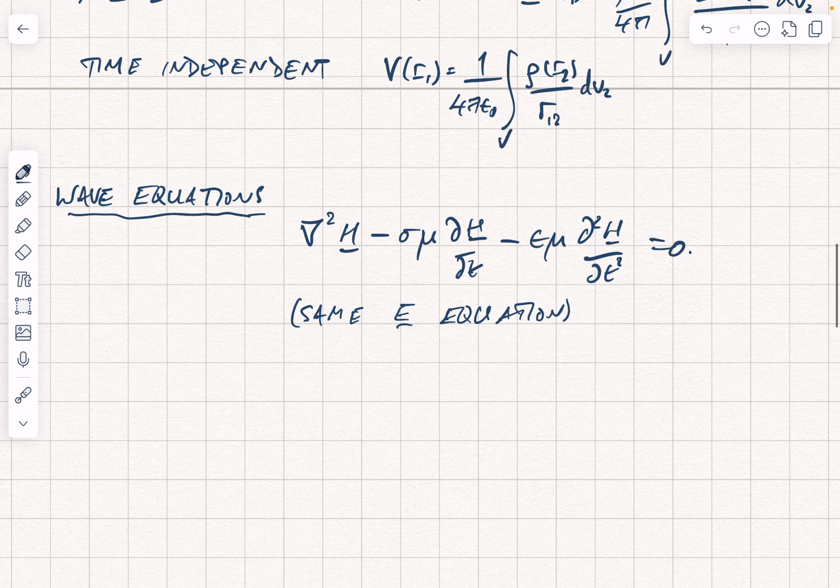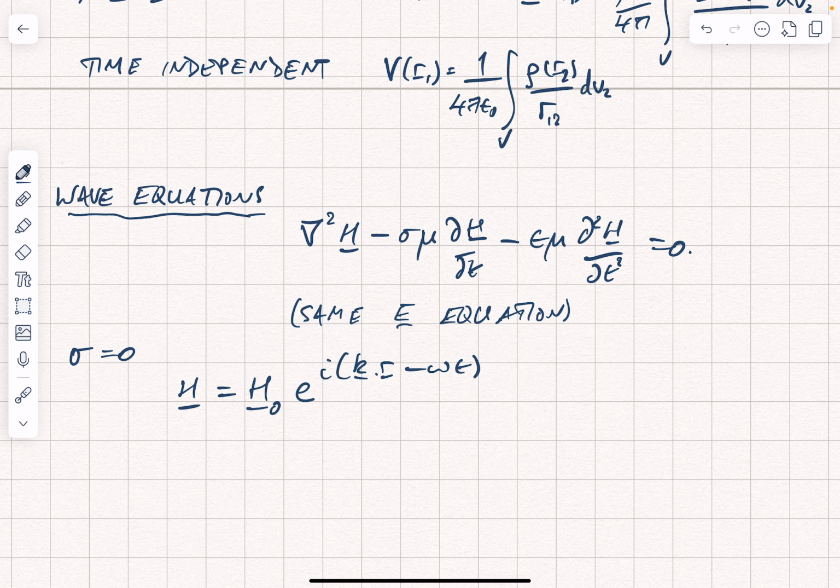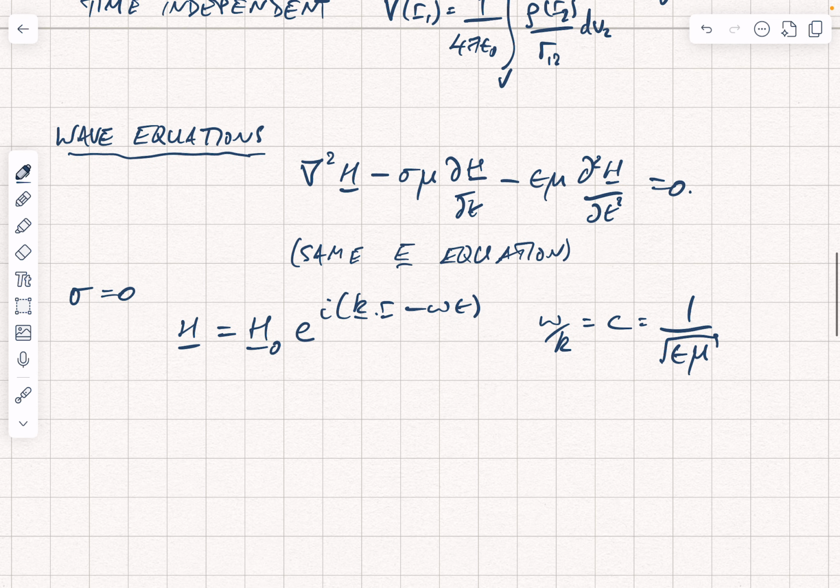If we set sigma equal to 0, i.e. we consider a vacuum, or actually a dielectric, then we can find that the solution is a plane wave. H is equal to H0 e to the i(k dot r minus omega t). K is a wave vector, omega is an angular frequency, and we have that omega over k is equal to c, the speed of light, which is equal to 1 over the square root of epsilon mu, and of course in vacuum that gives us 2.998 times 10 to the 8 meters per second.